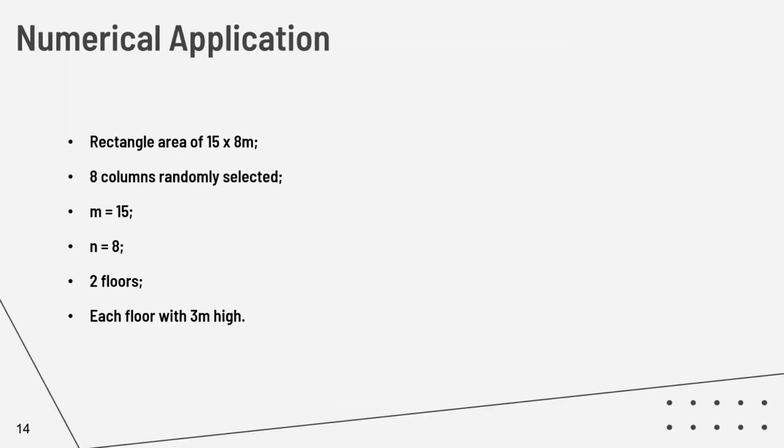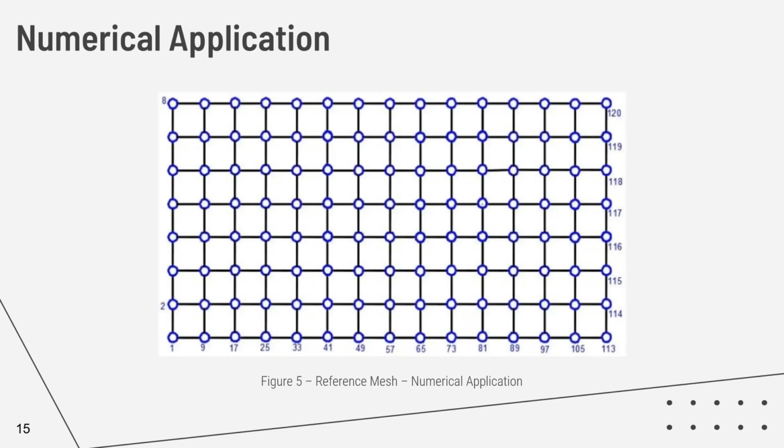Here, to show the conceptions, a numerical application is presented, so we can see how the model works and to analyze some results. For this example, a rectangle area of 15 by 8 meters, the model will search for the most economic structural solution by randomly selecting 8 columns to generate the whole structure. Other parameters are given. The number of nodes in the horizontal and vertical is 15 and 8 respectively. And the building will have 2 floors of 3 meters high. In this figure, we can see how the reference mesh will look like. And it has 120 nodes.